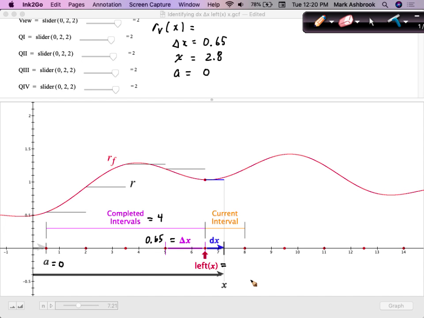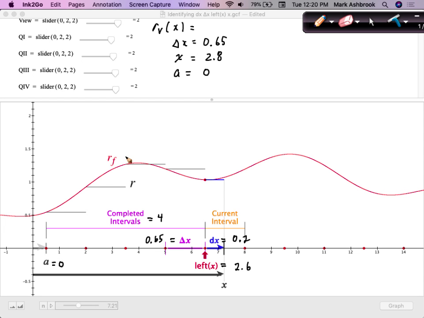Is that what you said? I guess 2.6, agree with that? Left of x is 2.6. dx is? Which is 0.2. All right. What else is there?